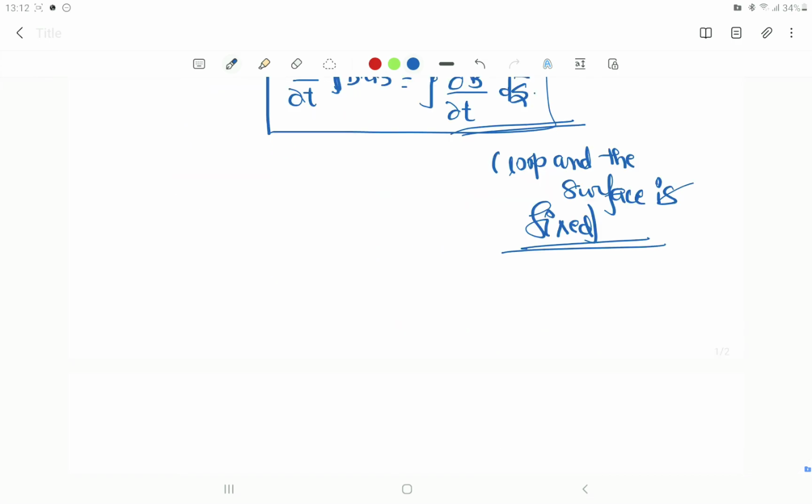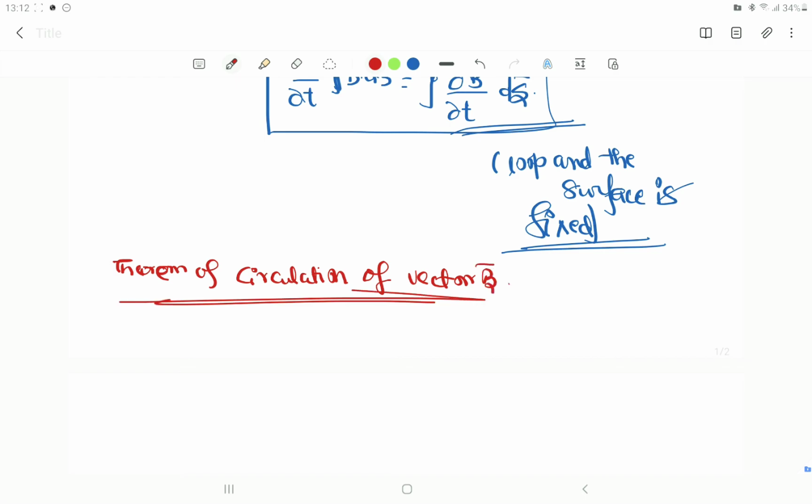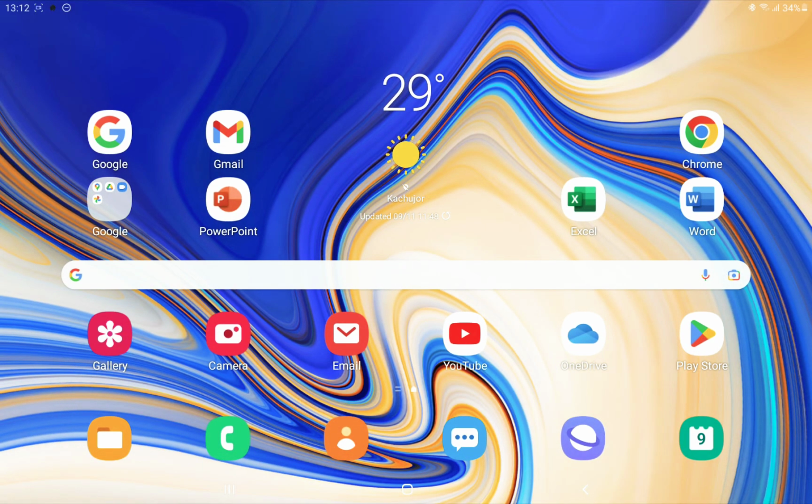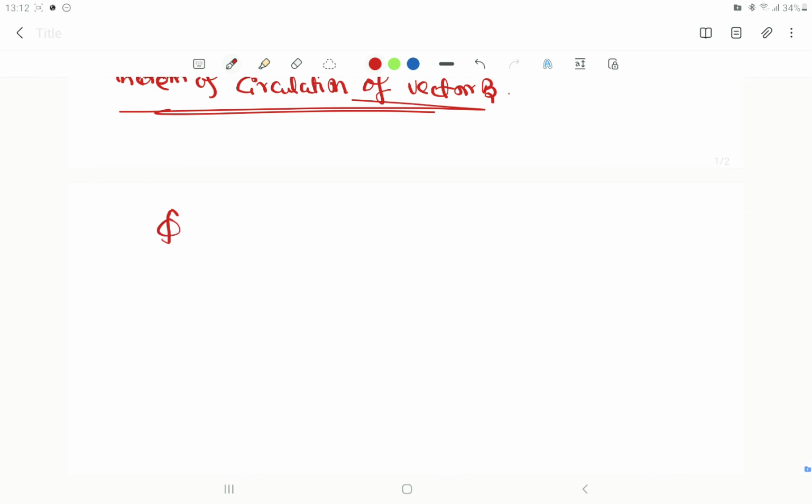Okay, so now if we remember, when we were studying the theorem of circulation of vector B, then we found one equation, like this was the equation: surface integration B dot dl is equal to mu naught integration of J dS. So now I think you guys remember this thing.